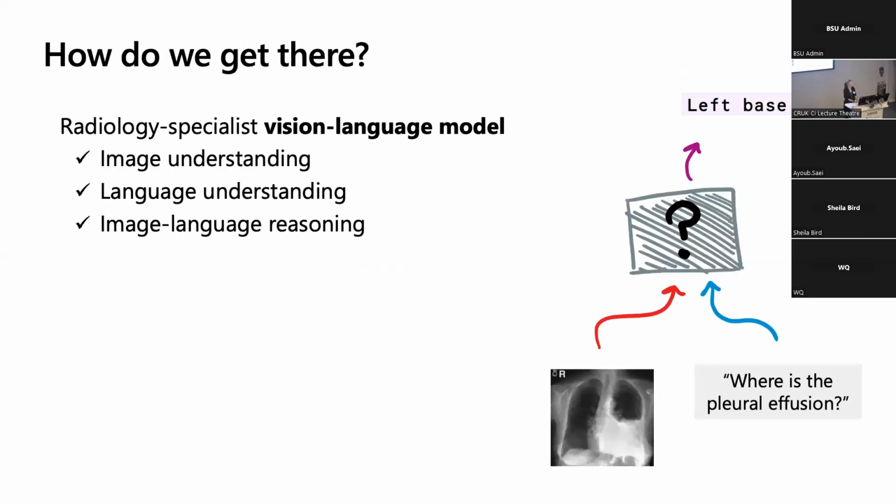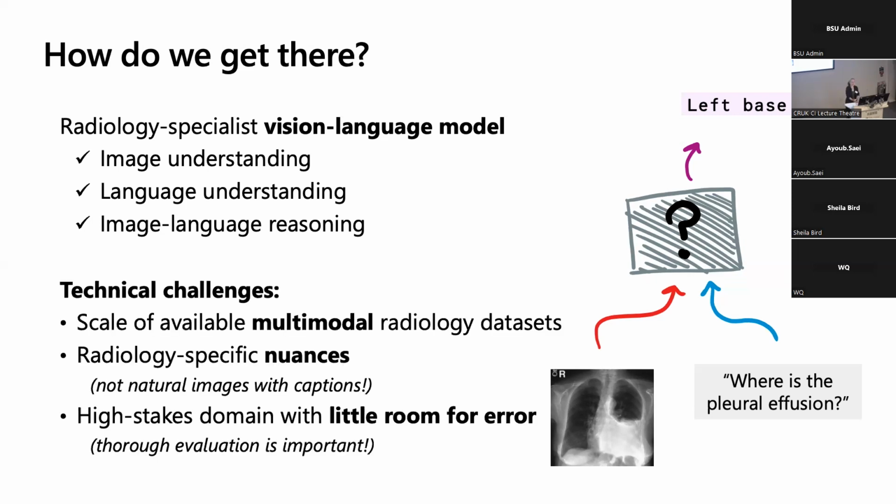So how do we get there? What we've been trying to build is a radiology specialist vision language model. This can understand images, understand radiology language, and ideally do some kind of image language reasoning. You could imagine a system like this where you give it this chest x-ray. You could potentially ask it a question, if that's a use case that people would be interested in, and it might give you the answer: the pleural effusion is in the left base, and we have our beautiful black box here.